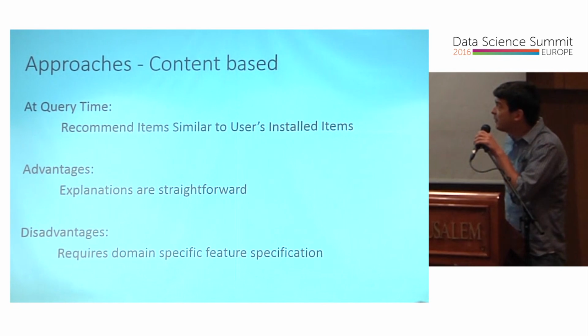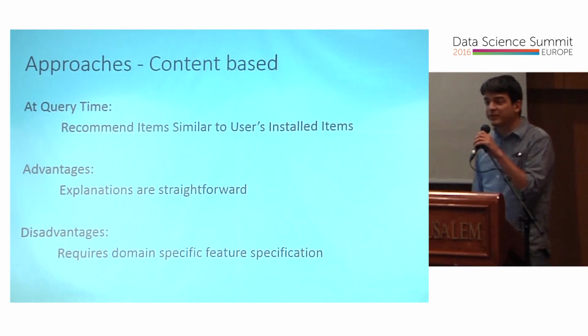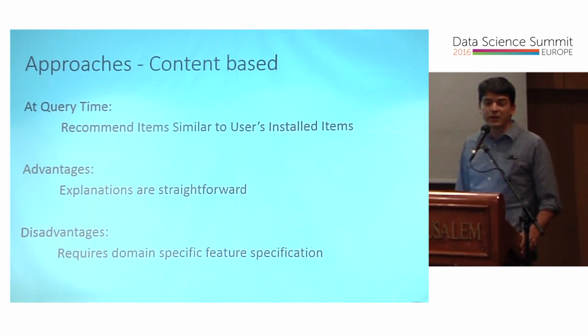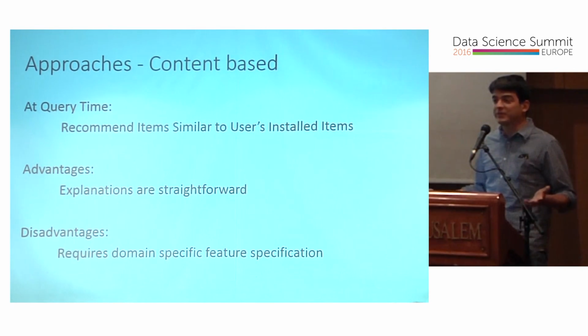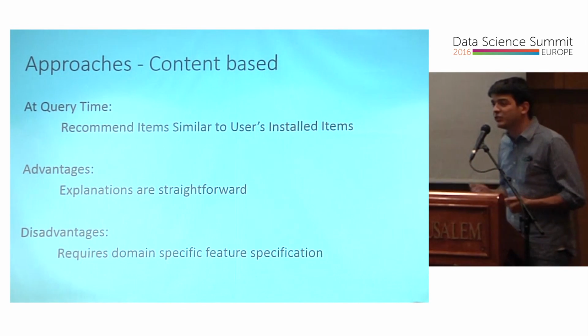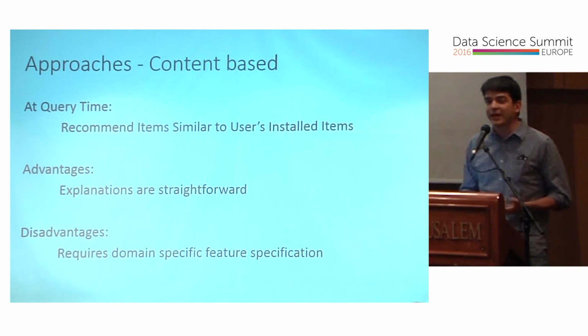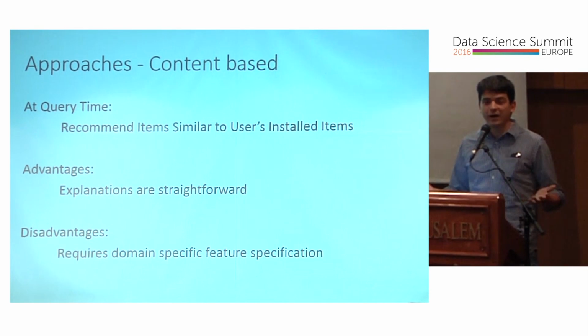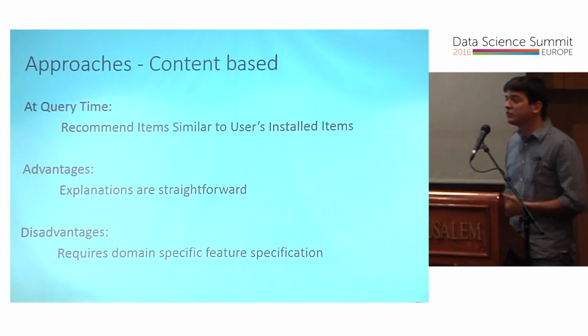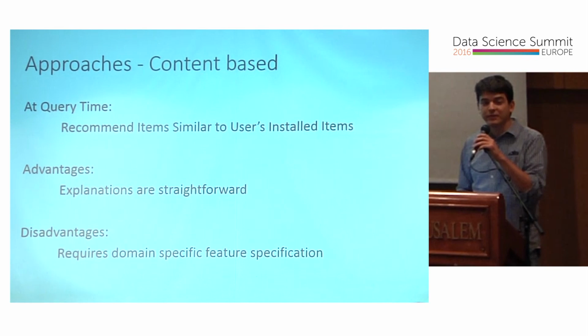So at query time, when I'm using a content-based approach, query time is the time when user X requests a recommendation from my recommendation system. I use my similarity function to compute those items that are very similar in that sense to those items installed by user X, and I recommend those items to them. This has a great advantage in that explanations are super easy. I can say, I recommended Harry Potter 2 to you because you watched Harry Potter 1. So that's a great advantage, and many of the requirements in recommendation system involve explanations.